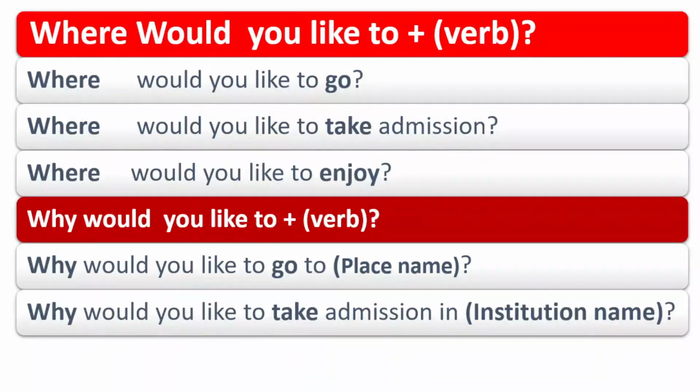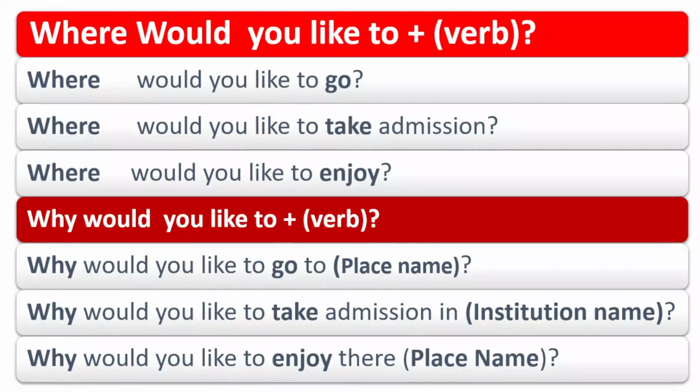Why would you like to take admission in? For example, you can mention any institution's name. The next one is, why would you like to enjoy there? Like, for example, if you want to say, I would like to go to my friend's house where I would like to enjoy, but why would you like to enjoy specifically there? Maybe you could say, I would like to enjoy there because they are my friends and we could easily talk to each other, we could communicate with each other, and we could have fun with each other, right? So whatever is the reason is an important thing. Why? Because of the reason, you mentally enhance your coherence, which is important, right?